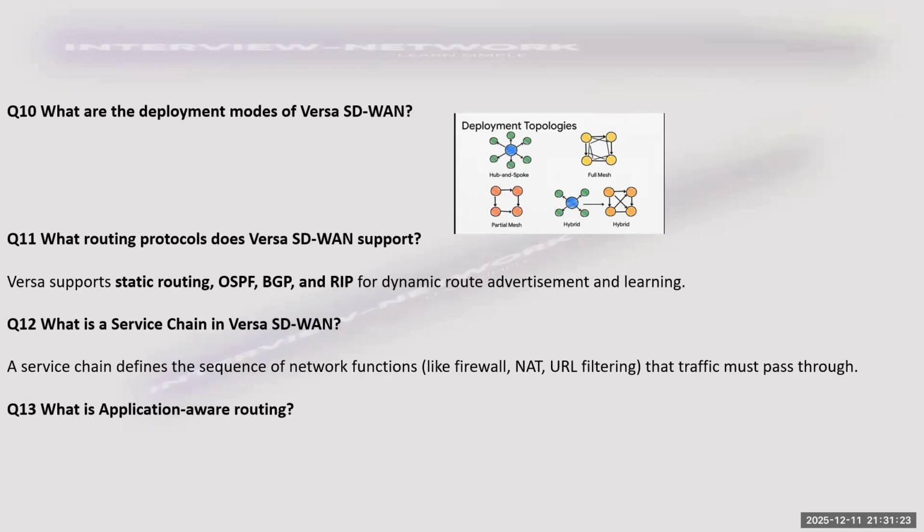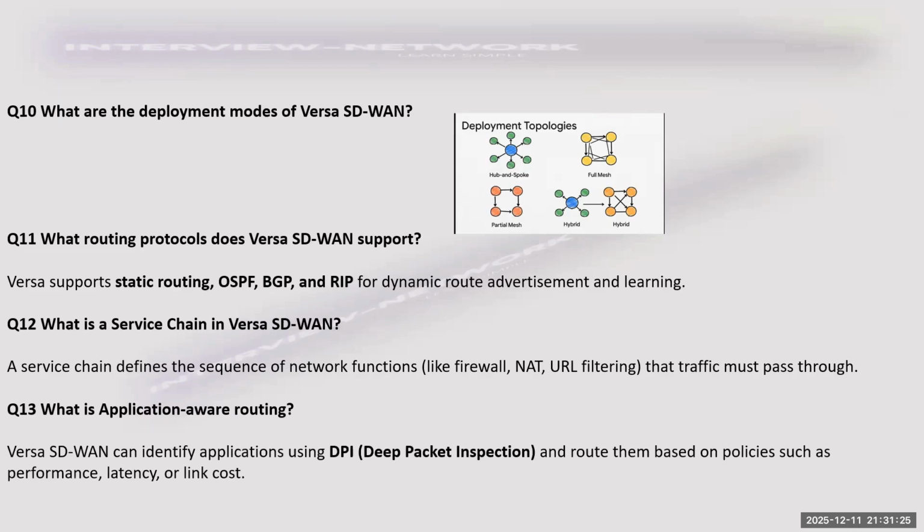What is application-aware routing? Versa SD-WAN can identify applications using deep packet inspection and route them based on policies such as performance, latency, or link costs. What exactly it says is that for each application that you have, you can route your application on the basis of performance, latency, and link cost, so that you decide which application will follow the MPLS link and which application will follow the broadband link on the basis of the payload header.